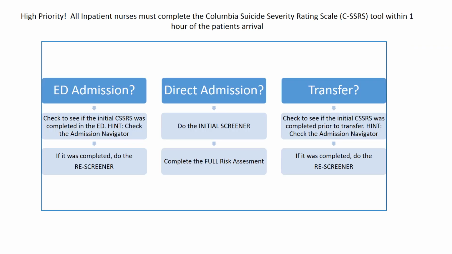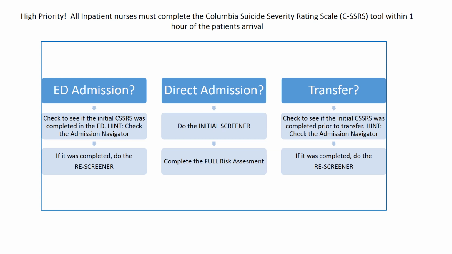Okay, so this is a very high priority. All inpatient nurses must complete the Columbia Suicide Severity Rating Scale, also known as the CSSRS tool, within 1 hour of the patient's arrival. So if they come from the ED, it should be done, but you definitely want to check to make sure. If it was completed, you have to do the rescreener, which we'll talk about pulling that in. And then if it's a direct admission, you're going to do the initial CSSRS scale. It's the full risk assessment, and we'll talk about that.